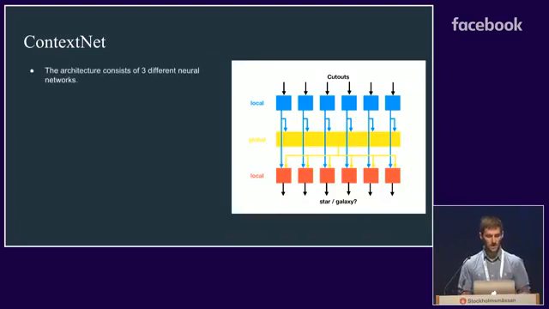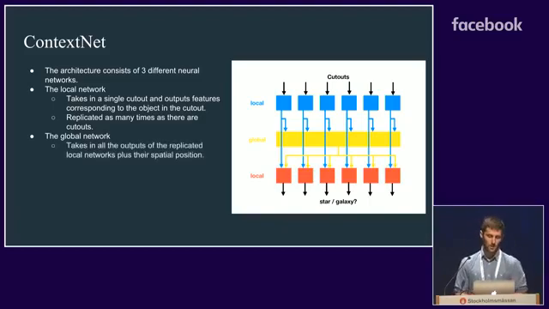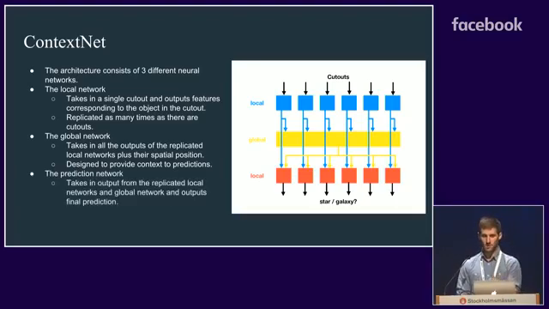ContextNet is essentially three different neural networks. We use a lot of replication for this type of architecture. The first network is a local network, colored in blue, and it takes in a single cutout, and it outputs corresponding features for each object in the cutout, and it's replicated as many times as there are objects in the chip. Those local features are then concatenated, and they are given as input into the global network, colored in yellow. This is the first part of the model that actually sees the image in its entirety, and it was designed to provide the context necessary to make good predictions. We then have the prediction network, colored in red. This takes the concatenation of the global features, outputted from the global network, and the local features for a specific object.